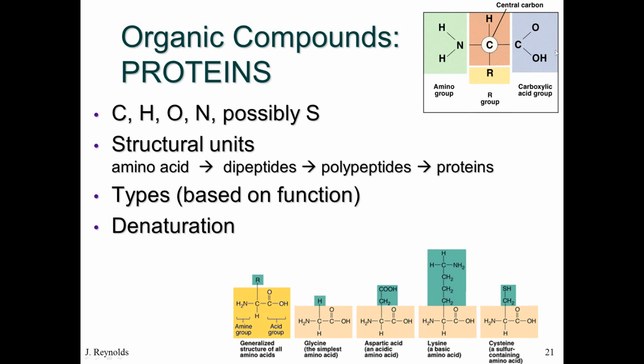Now, back to this central carbon right here. It always has a single hydrogen. At the other side, it's got some side chain. It's called an R group. Now look at these 4 amino acids.